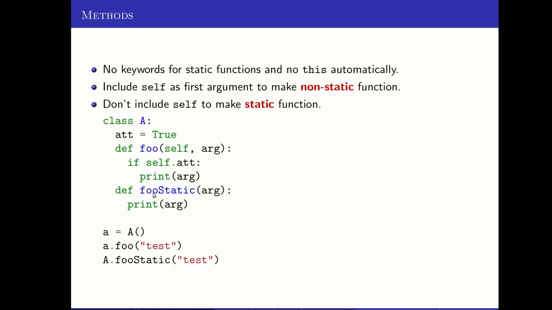And then here is a static one that does not have the self. So if we want a static function, all we do is we just don't define the self parameter.